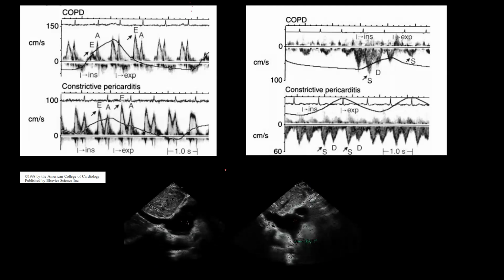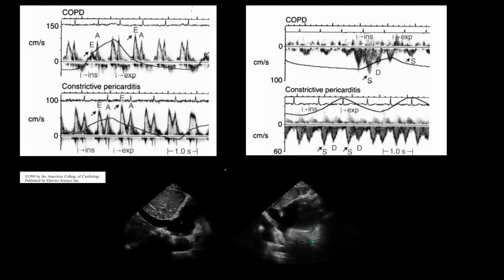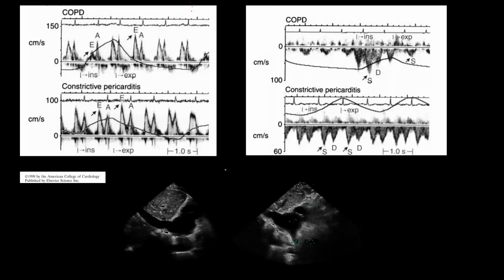Mechanism-wise, if it is something out of standard, COPD has exaggerated respiratory filling variation, so we can see septal bounce in COPD. So we can see septal bounce in COPD. Can we see plethoric IVC in COPD? Yes, we can. Can we see exaggerated mitral and tricuspid respirophasic changes? Yes, we can. So it looks like constriction.